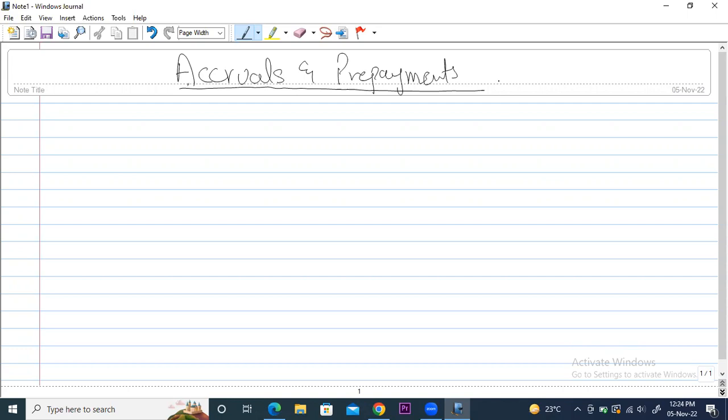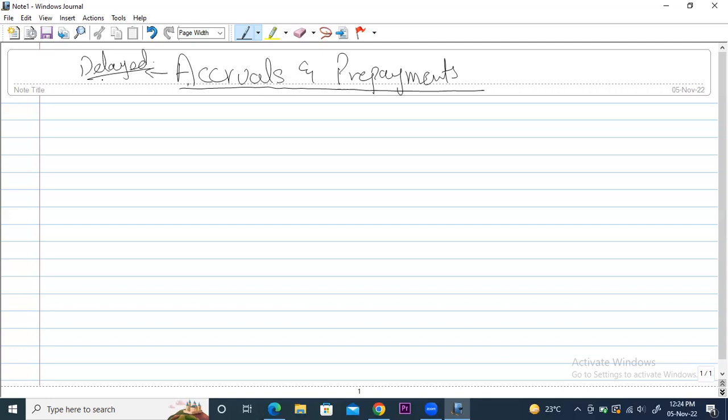Let me first tell you the literal meaning of accrual and prepayment, like what they mean in English. Accrual, even if you search on Google or everywhere, means anything delayed, with a delayed effect. Now there can be two effects to this: income as well as expenditure.